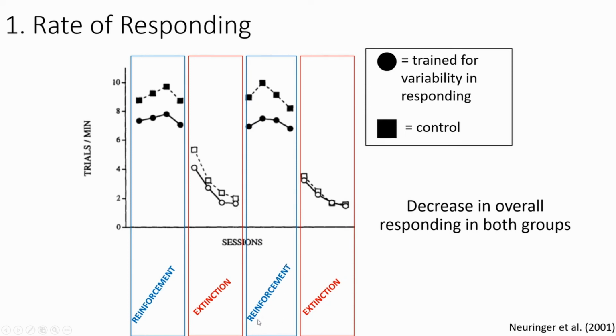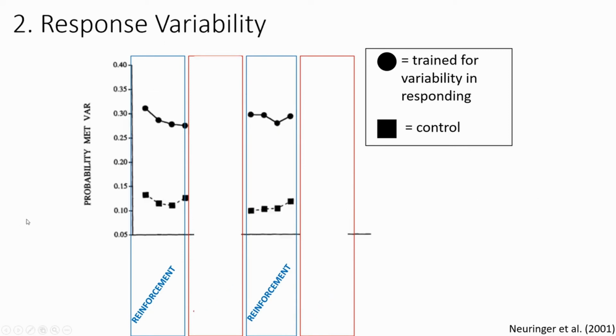After those 4 sessions, they've stabilized at very low rates of responding. When we go back into a reinforcement setup, once they reintroduce our reinforcement contingencies, we go back up to fairly high rates of responding. And when we go back to extinction, our rates of responding drop off again. So this shows us number 1 on our list, that there is a decrease in overall responding for both groups. Cool, as expected. Where it starts getting really cool is when we look at response variability.